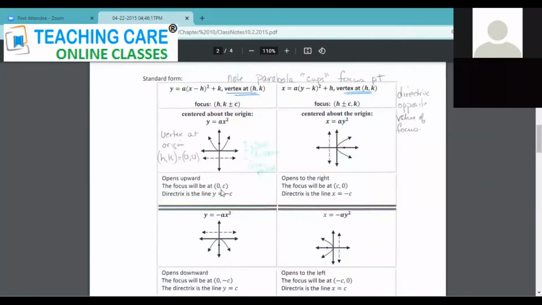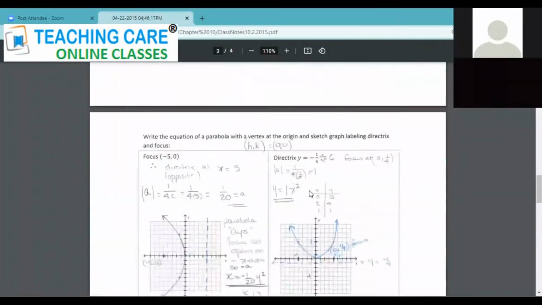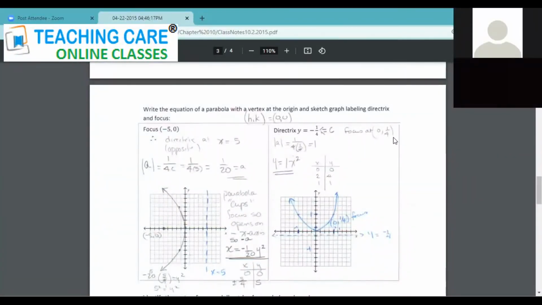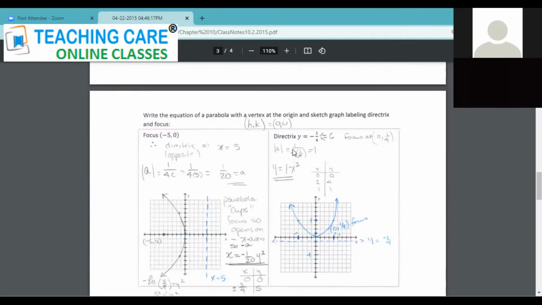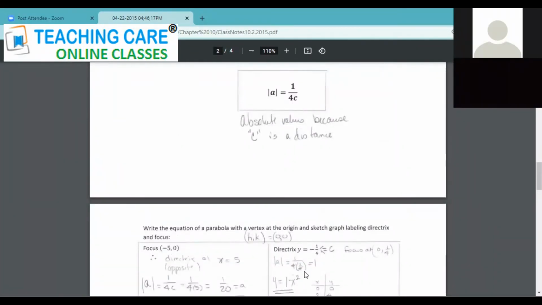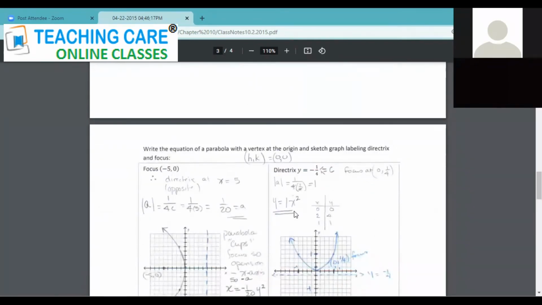So y equals negative 1 upon 4 means this will be the focus for 0 comma c. Understood? So here y equals negative c. In place of c, you have to replace it here. So positive 1 upon 4 will be my focus. Absolute value of a will be equal to 1 over 4 times c. c is nothing but 1 upon 4, so that is 1. So the a value is nothing but 1.